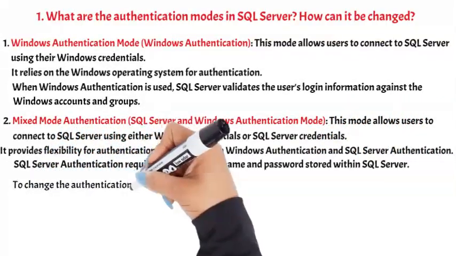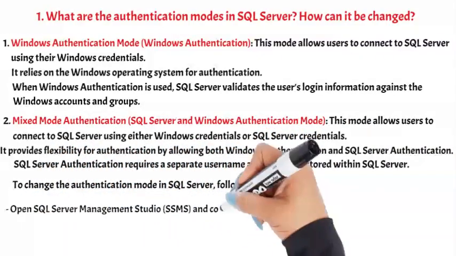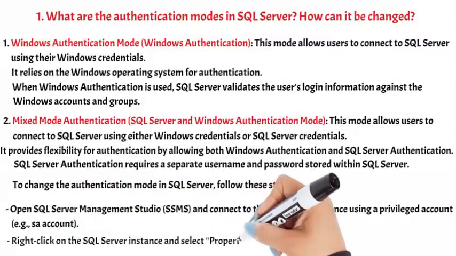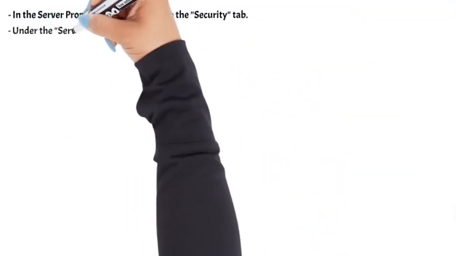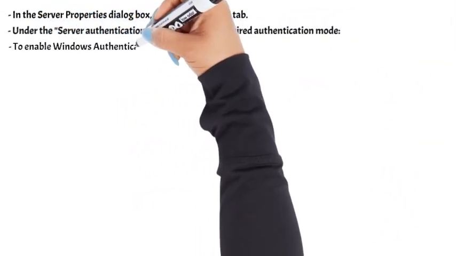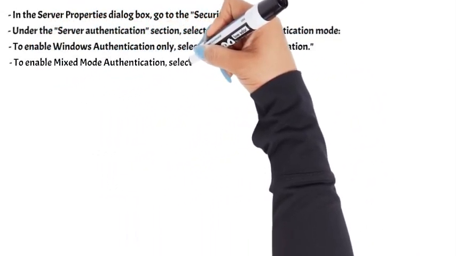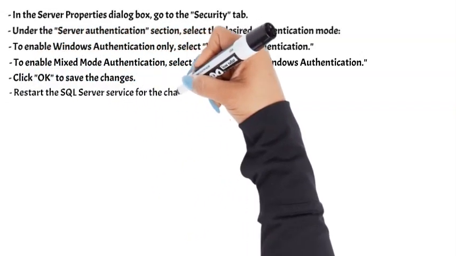To change the authentication mode in SQL Server, follow these steps. Open SQL Server Management Studio (SSMS) and connect to the SQL Server instance using a privileged account, e.g., SA account. Right-click on the SQL Server instance and select Properties. In the Server Properties dialog box, go to the Security tab. Under the Server Authentication section, select the desired authentication mode. To enable Windows Authentication only, select Windows Authentication. To enable Mixed Mode Authentication, select SQL Server and Windows Authentication. Click OK to save the changes. Restart the SQL Server service for the changes to take effect.